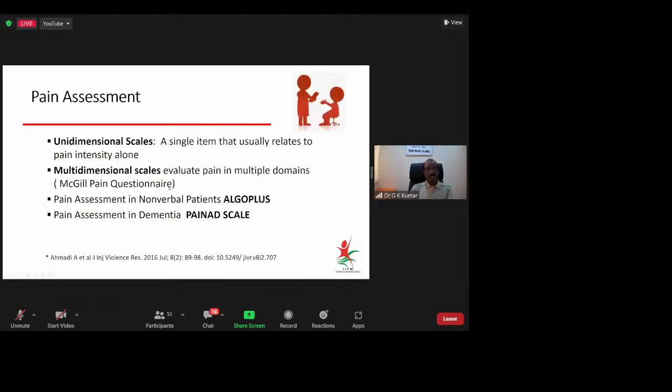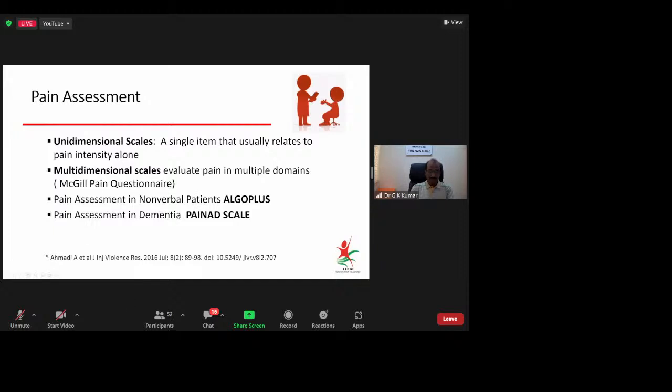OPQRST mnemonic. And there are so many pain scales. Unidimensional pain scales are there for acute pain management. They are very easy, and worldwide they are mostly the ones followed. And the McGill pain score is especially for neuropathic and chronic pain. It has so many questionnaires. We have to find out which one is the dominant pain: acute nociceptive pain, neuropathic pain, or mixed pain. That's why you can modify your treatment.